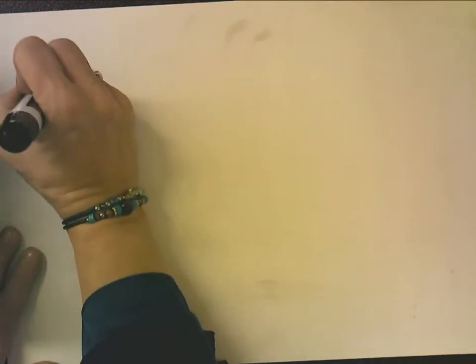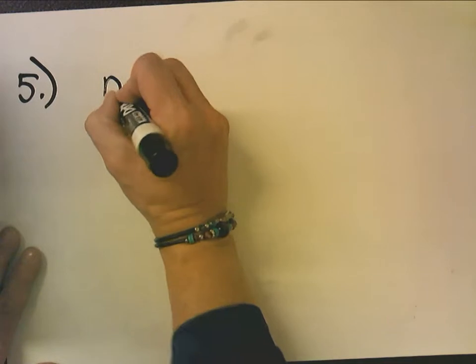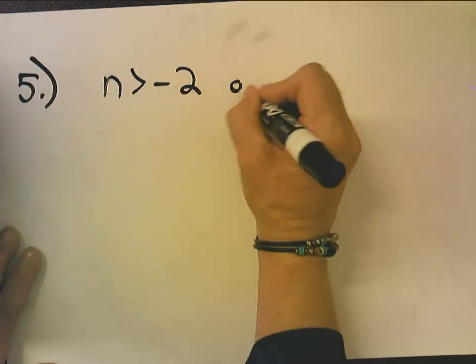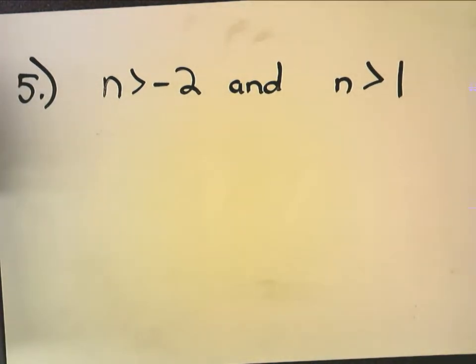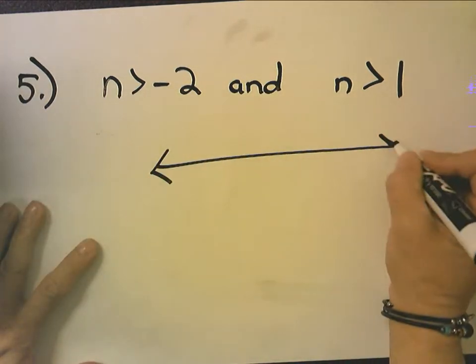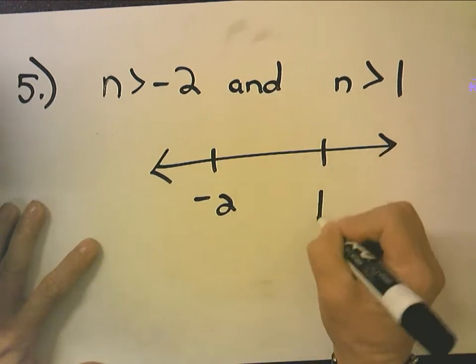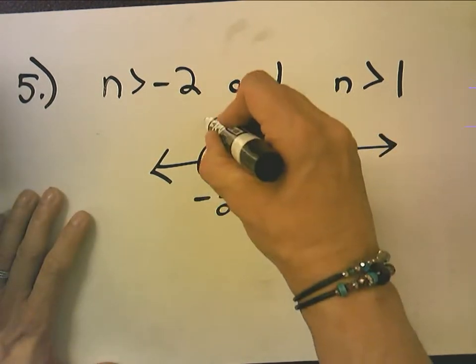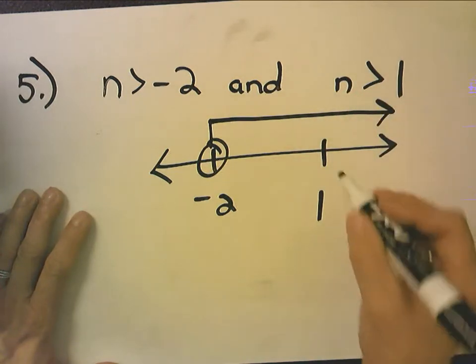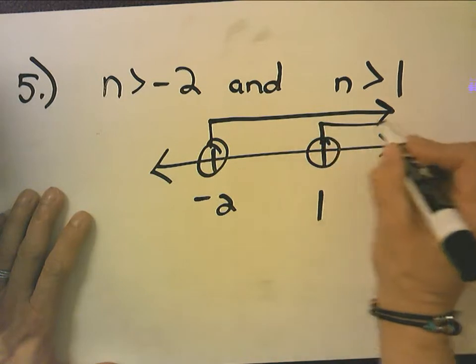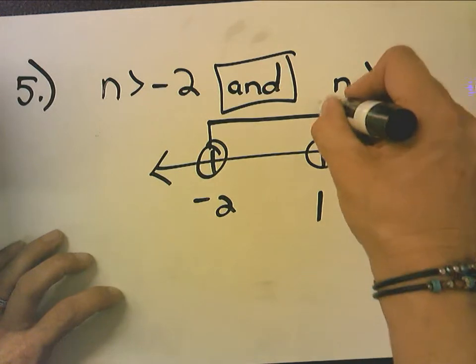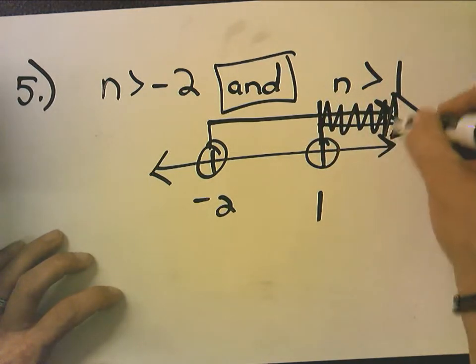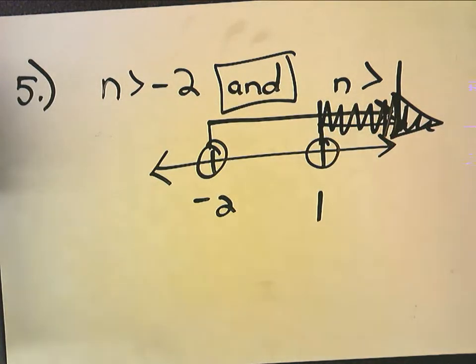Number 5. If I simplify the first inequality, I get n is greater than -2. And if I simplify the second, I get n is greater than 1. Okay? Now, these are both headed in the same direction. So, on the graph, here's -2, here's 1. Now, n is greater than -2. And n is greater than 1. Remember, and means overlap. This is where they overlap.